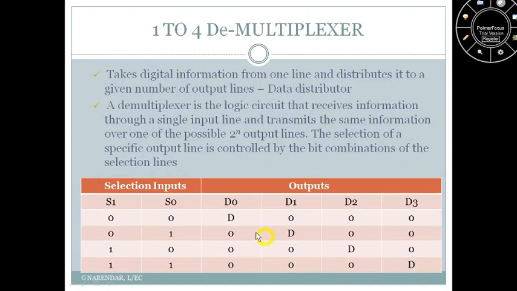So this is the truth table of the 1 to 4 demultiplexer, which is showing the selection inputs on the left side and the outputs on the right side of the truth table. So here for each combination of the selection inputs, one particular output line gets selected, and whatever the digital information that is present on the input line will be transmitted to the selected output line.